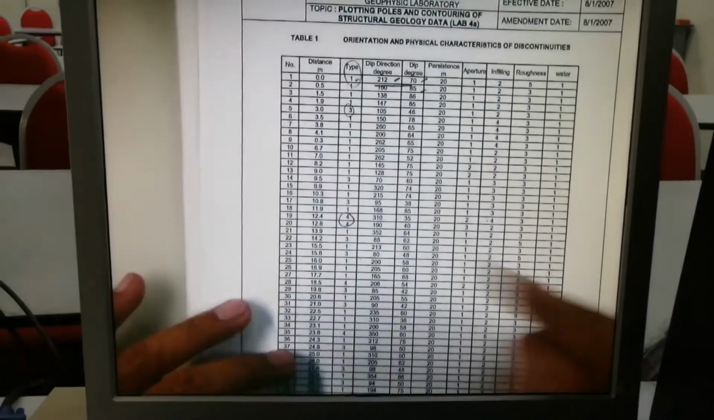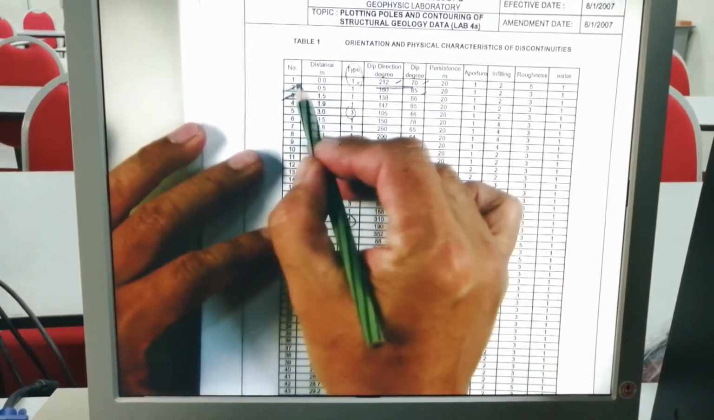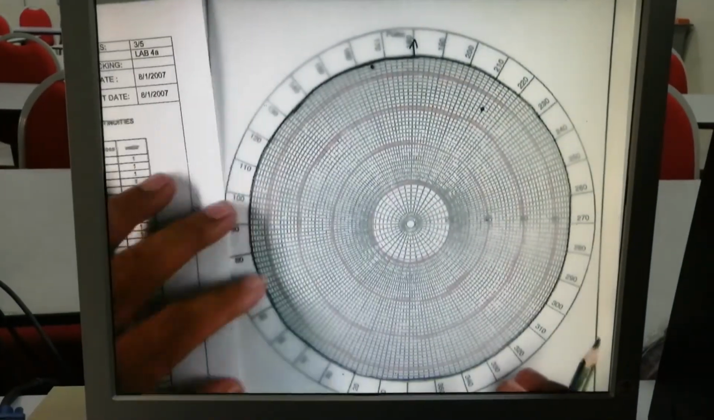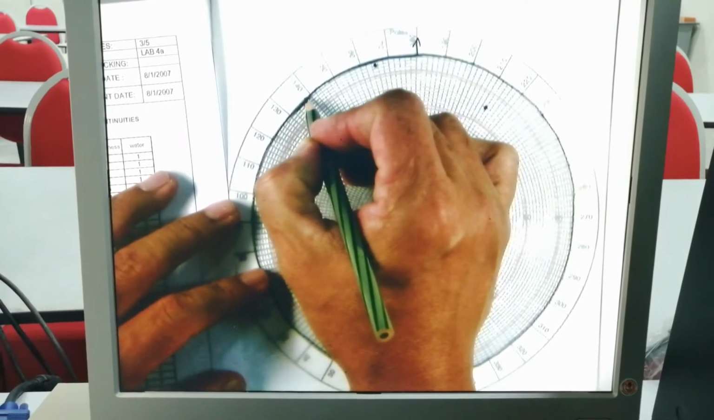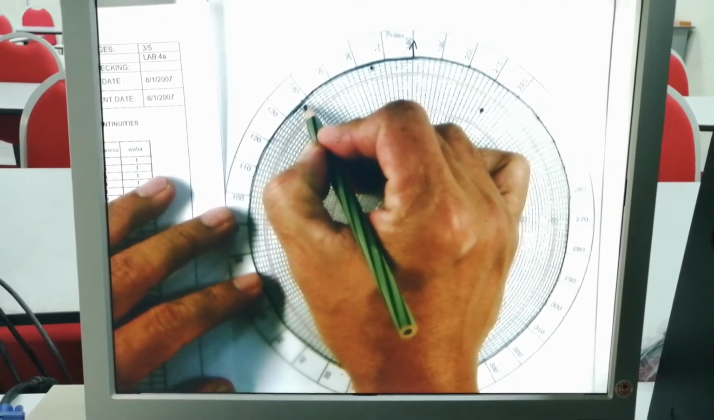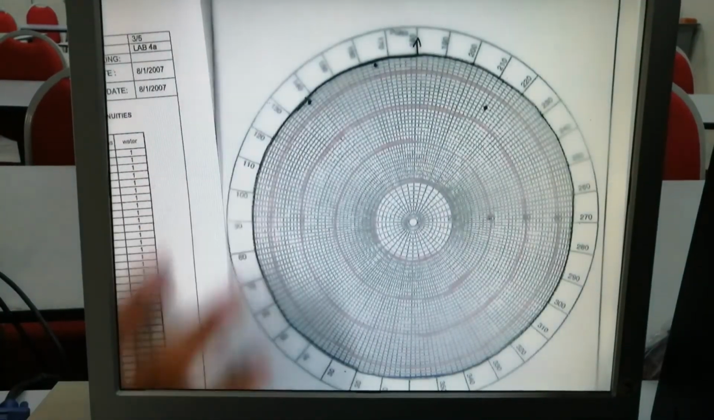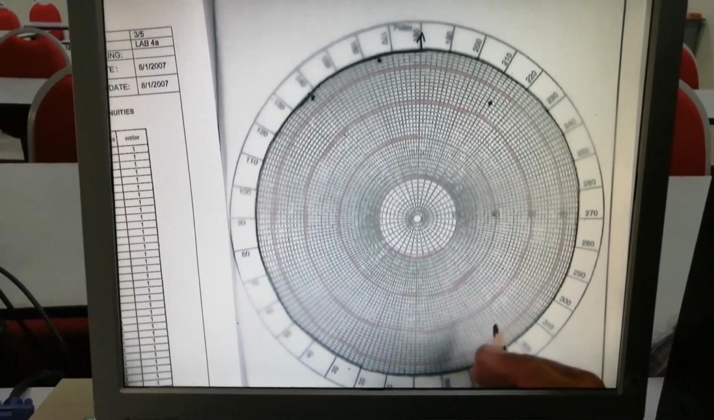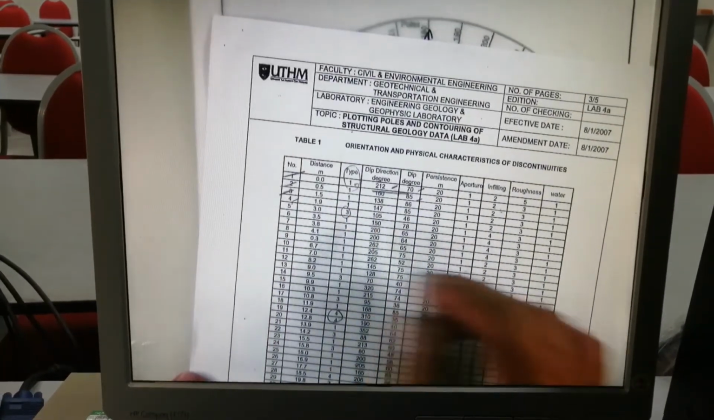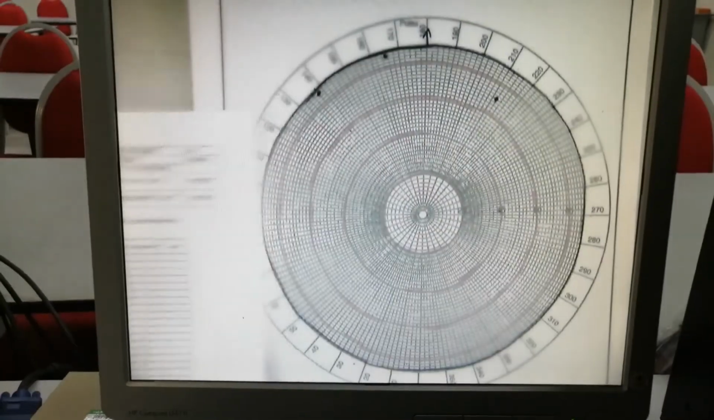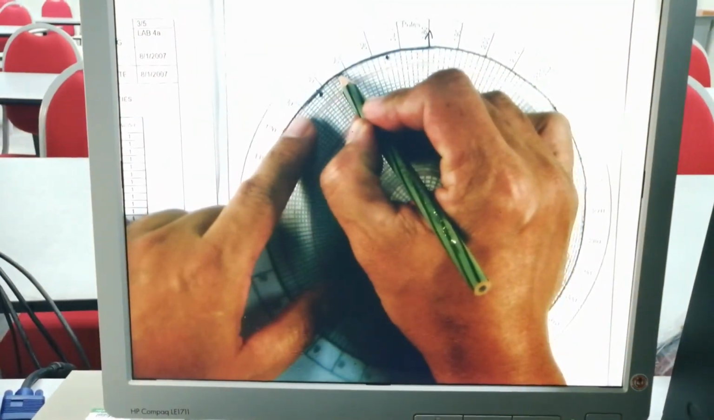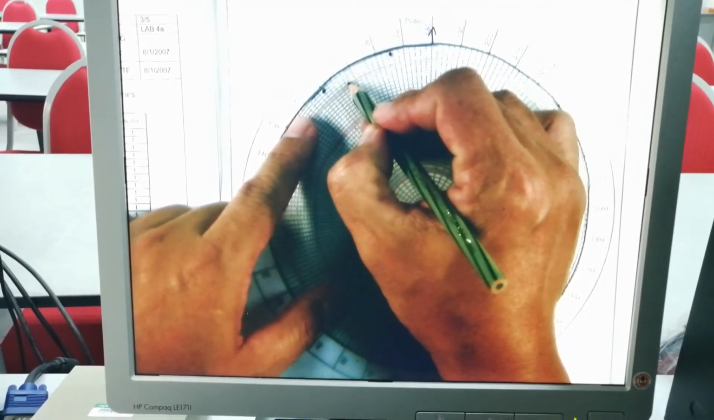And then we continue our plotting with number 3, and the data is 138, 86. 138 is here, and the angle is 86. It's somewhere here, so we draw like this. And then data number 4 is 147, 85. 147 here, and 85 is here.